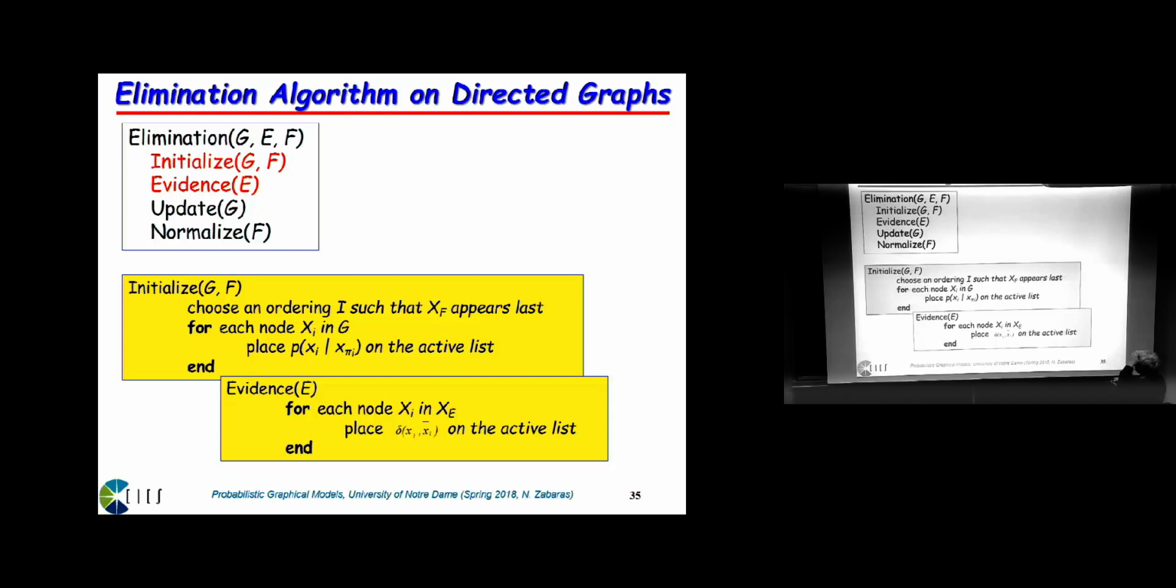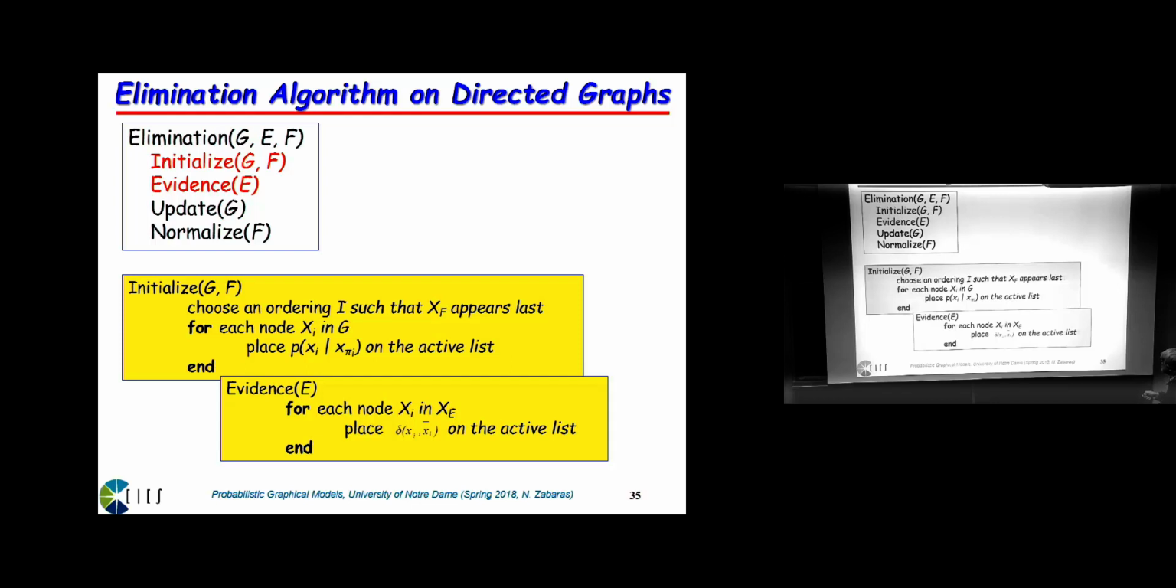So the elimination algorithm has the following steps. The first step is to initialize. You have to choose some ordering where the query nodes, the ones that you want to compute, let's say the marginal, are the last. So the ordering is such that X_F, F being the query nodes, appears last. And then you have to create a list of active potentials, and because this is a directed graph, you go through each node in the graph and place all the conditional probabilities that define altogether the factorization of the joint distribution. You put them on what's called the active list.